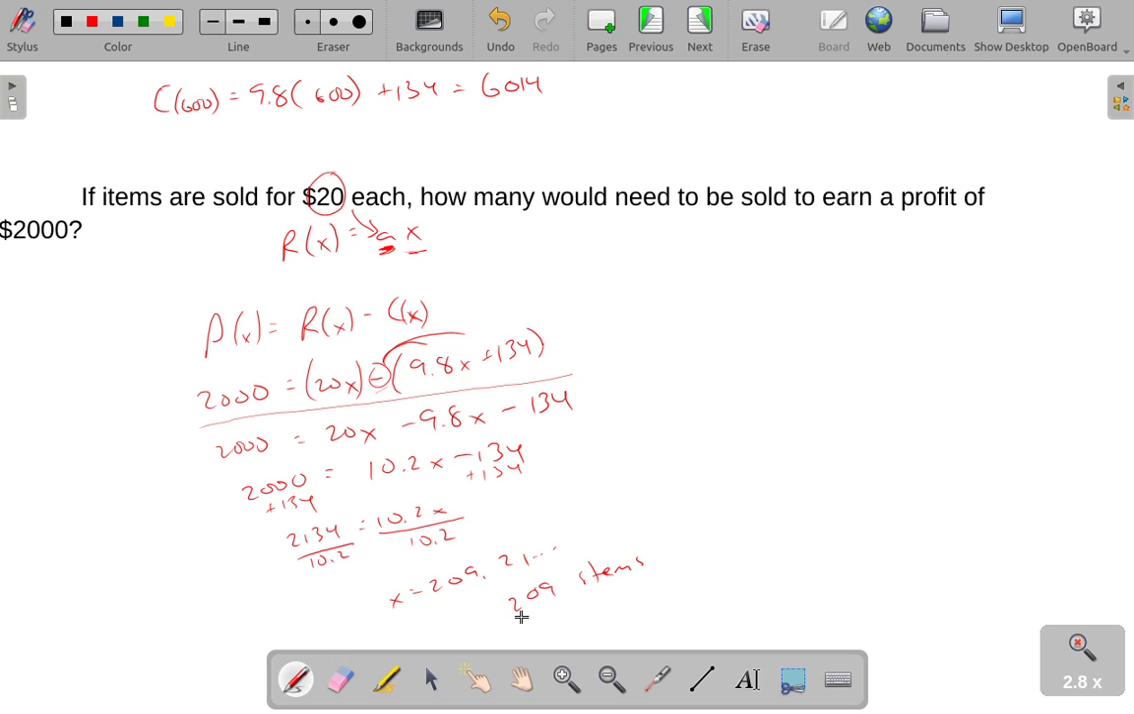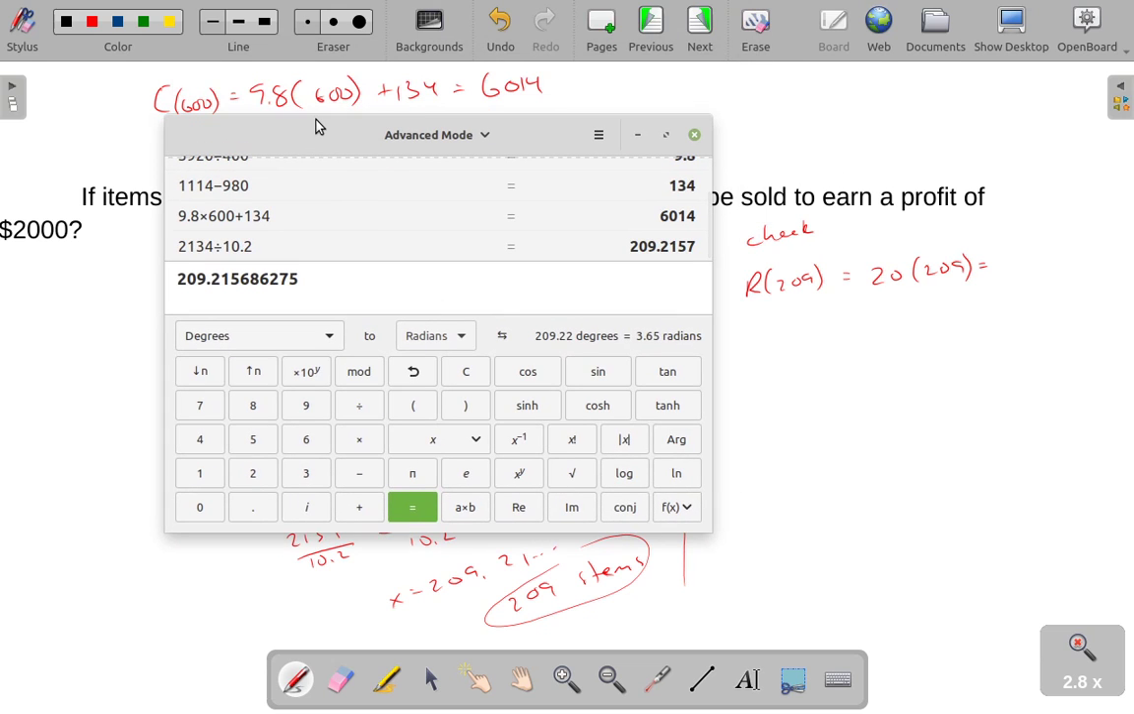If you wanted to check to verify, so this would be your answer. It's never a bad idea to check your work to make sure everything works out. We did some weird steps here. Let's just compute it. Let's figure out what our total revenue for producing 209 items is. This is $20 each times 209, which is $4,180.